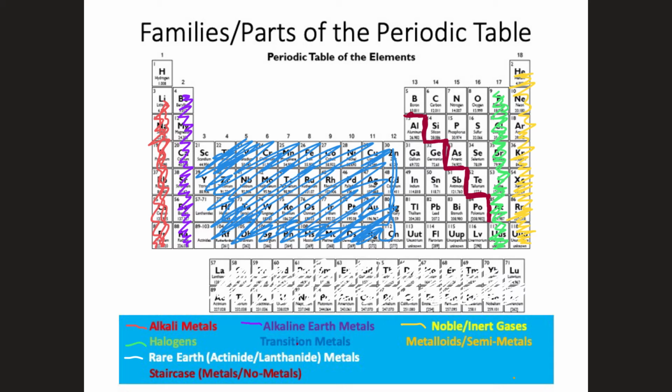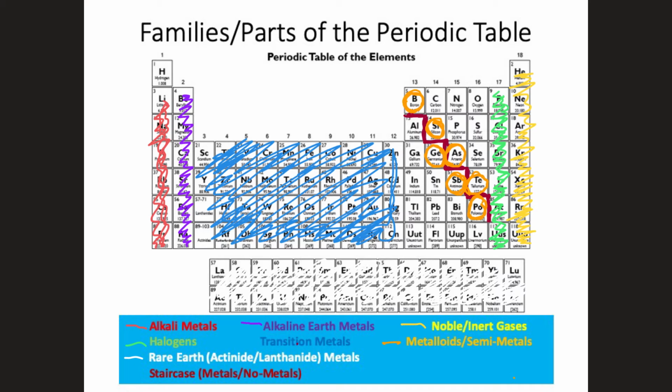And finally, the metalloids, semimetals. Now, they're not a group. They consist of a bunch of elements, but let's see what they are. Boron is one of those. Silicon is one of those. Germanium, arsenic, antimony, tellurium. And some people say that polonium is. For our class, we're going to say polonium is. So those are the metalloids.